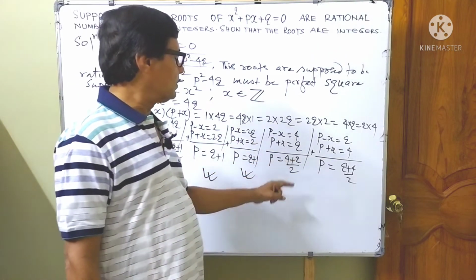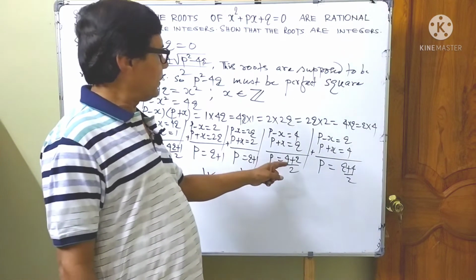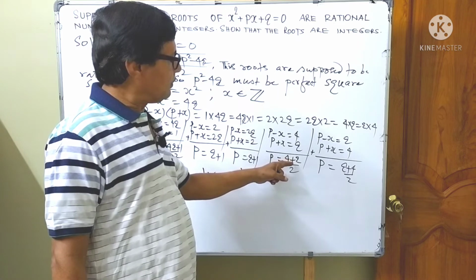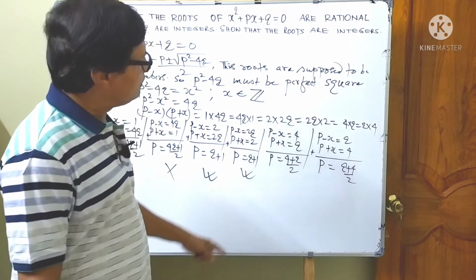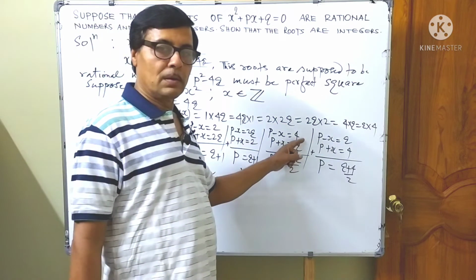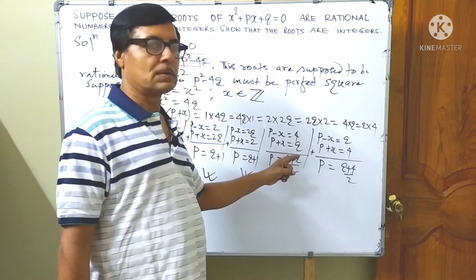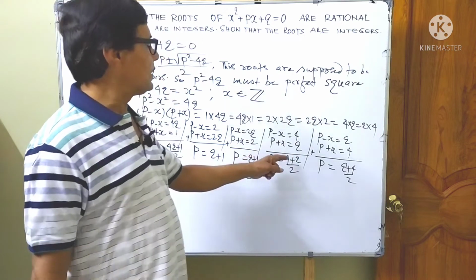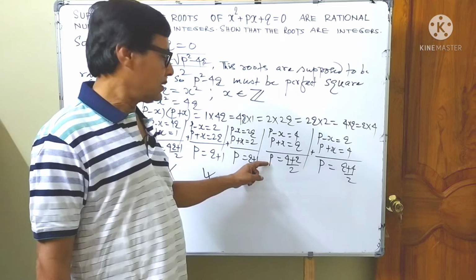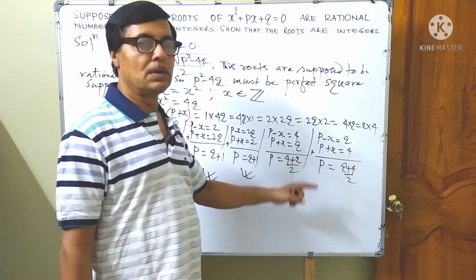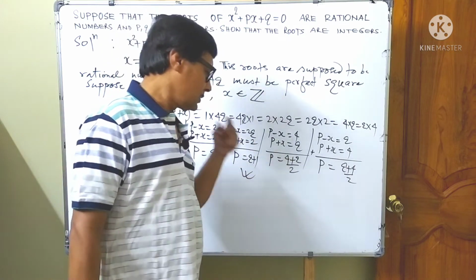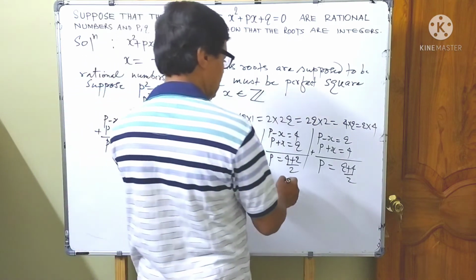But for (4 plus q) over 2, we cannot be confirmed about the integer value of p, because 4 plus q may be an odd number and may be an even number. If 4 plus q is an even number, then p will be an integer, but if 4 plus q is an odd number, then p cannot be an integer. So this is discarded. So this is discarded.